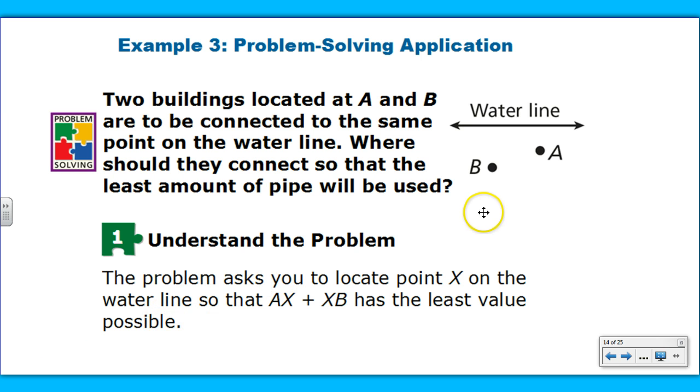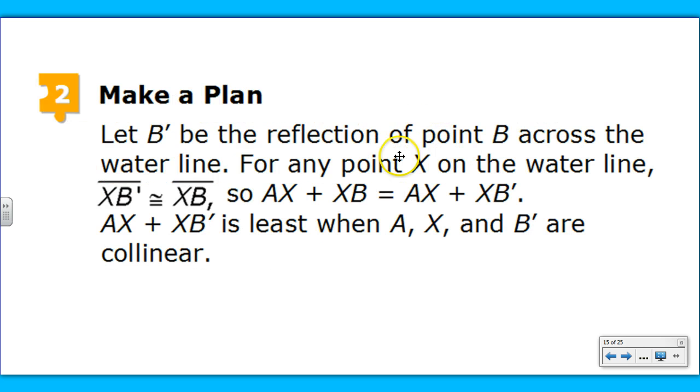Okay, so we're trying to locate a point X on the water line so that AX plus XB has the least possible value. So a strategy that we can use is to reflect point B across the water line. We know that the shortest distance from B to the water line is a perpendicular segment, right? So let's reflect point B across the water line and locate a B prime point opposite it.